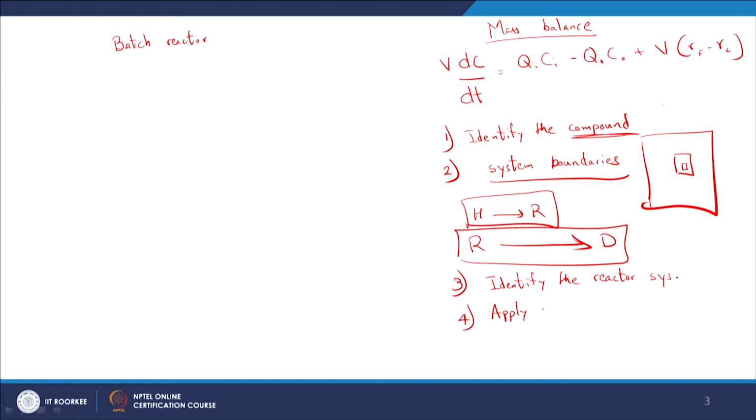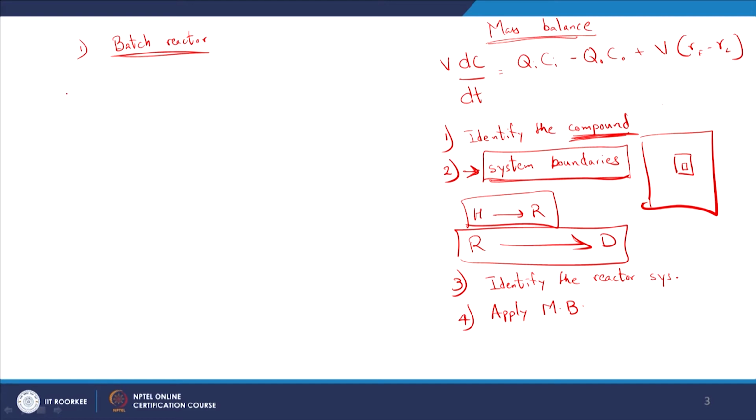And then apply mass balance. So again, the major aspect is obviously identifying the compound. You are only going to apply mass balance on a particular compound, and the key lies in identifying the right system boundaries. You will choose them based on what you want and also based on what is feasible. We will look at those later again. So the first kind of reactor we are going to apply the mass balance to is the batch reactor.